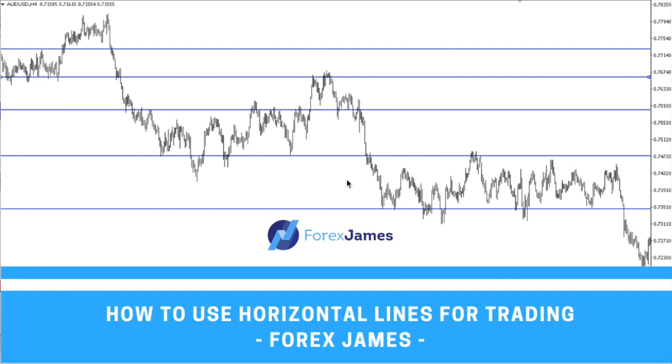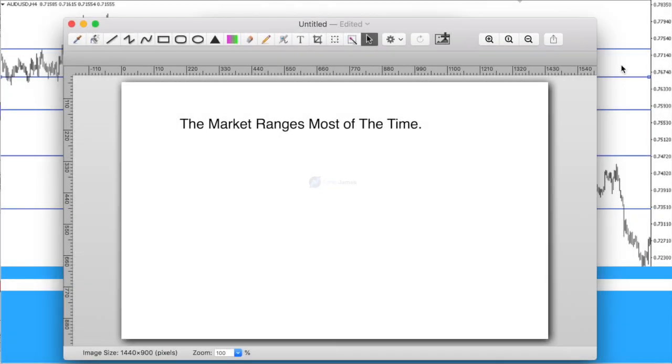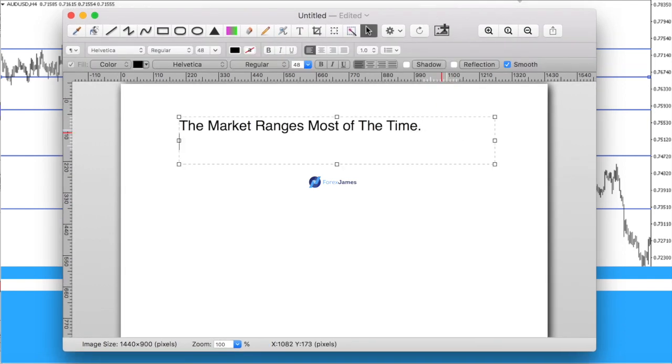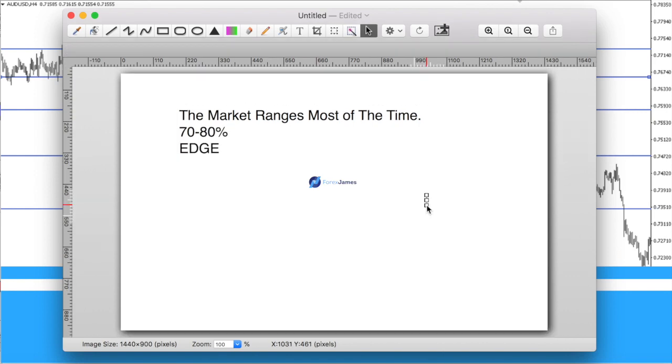I'm about to share with you the topic of how to use horizontal lines for trading. As you guys may already know, the market ranges most of the time. Look it up out there on the statistics on the real number. I can assure you, depending on the sources you're looking at, it's anywhere from 70 to 80%. And why am I telling you all this? It is because this is an edge that we can use to help us in trading.